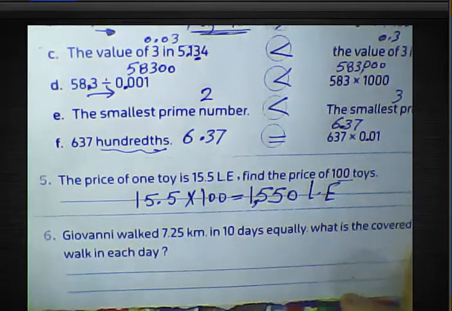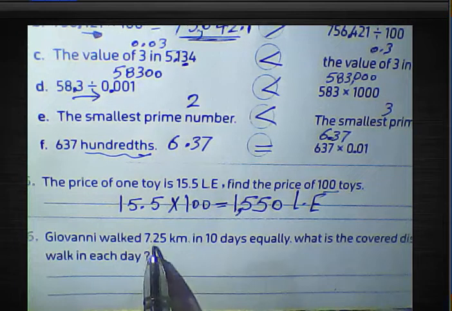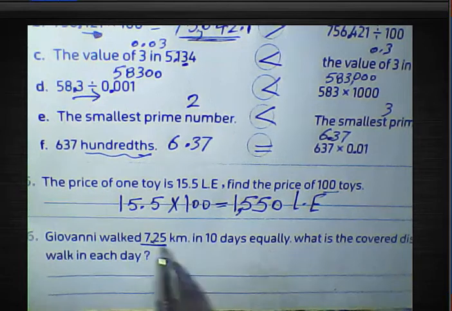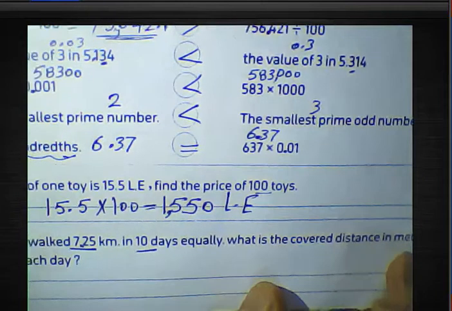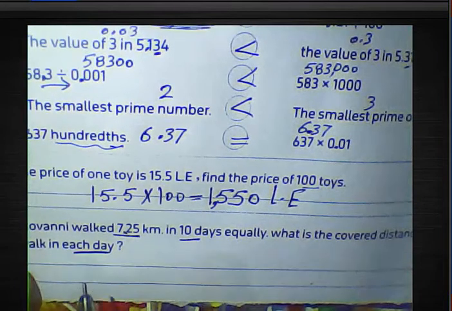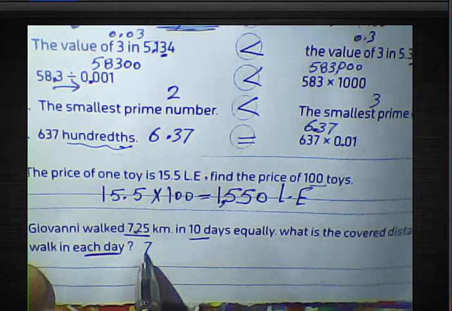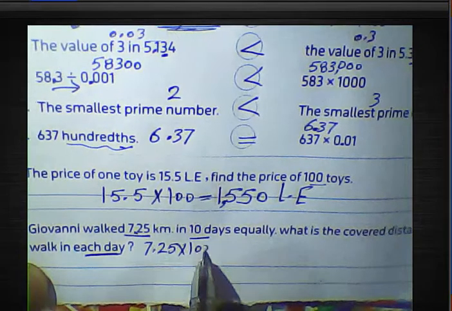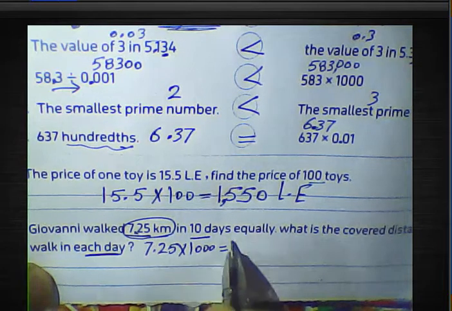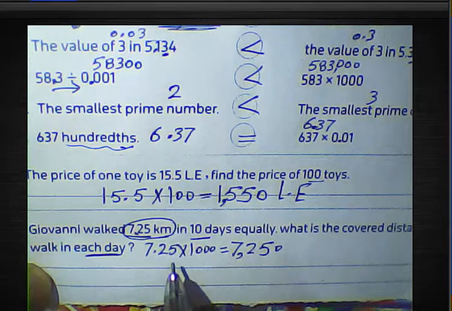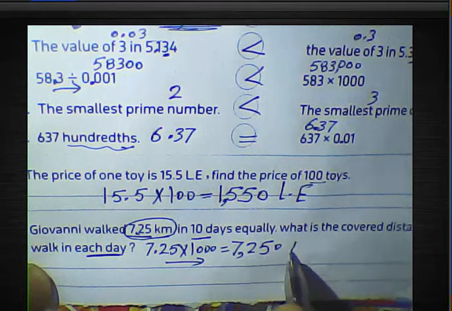Okay. Question number 6. Giovanni walked 7.25 kilometers in 10 days equally. What is the distance he walked in meters each day? Okay, we want to find it in meters. First, we must convert from kilometers to meters by multiplying by 1000. 7.25 multiplied by 1000. The result will be 7250. We must move the point from left-hand side to right-hand side by 3 digits. The result will be 7250 meters.